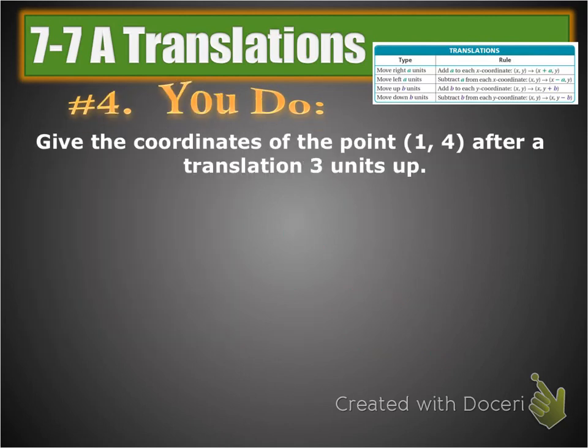All right, so looking at number 4, why don't you try this one on your own? Remember to look at your rules here. Now give the coordinate of the point 1, 4 after a translation of 3 units up. Pause the video and answer this question. If you did everything correctly, you should have gotten the point 1, 7.